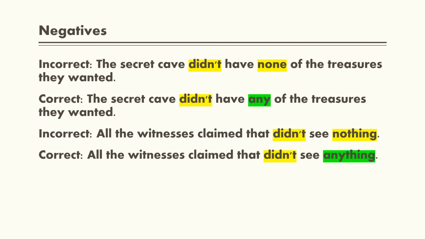Incorrect: all the witnesses claimed that they didn't see nothing. So if you didn't see nothing, then you must have seen something, because when it's a double negative, like in math, when you have two negatives, it makes a positive. Ooh, a little hint about what fifth grade math is going to be. So the correct way is all the witnesses claimed that they didn't see anything. So again, replacing nothing with anything, getting that any out there.